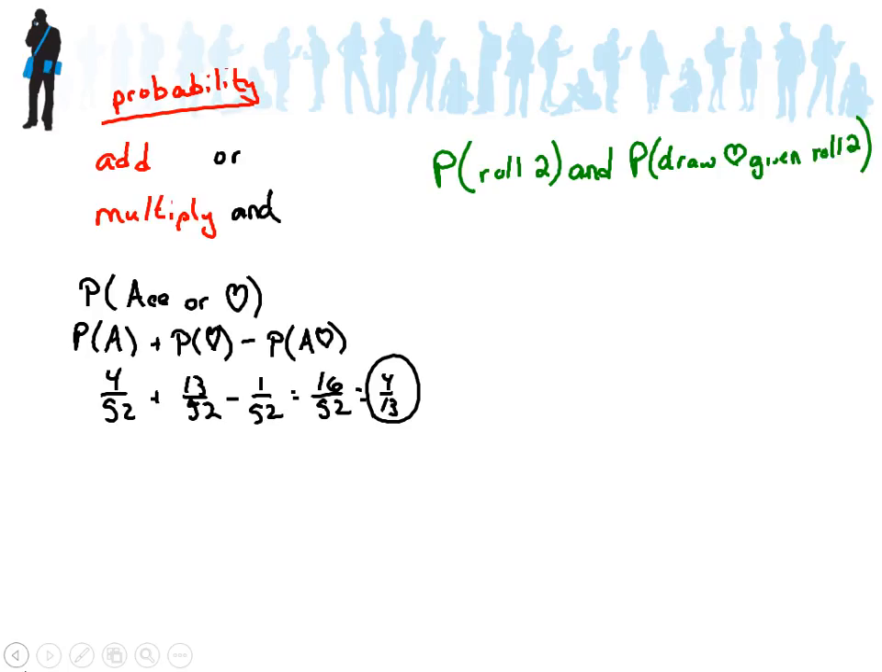Because these are independent events, whether I roll a 2 or not on the die is not going to change what I draw out of my cards. So this is where we're wanting both things to happen, that we're rolling the die and drawing a card at the same time, that we want both those things to happen. This is where we get to multiply.